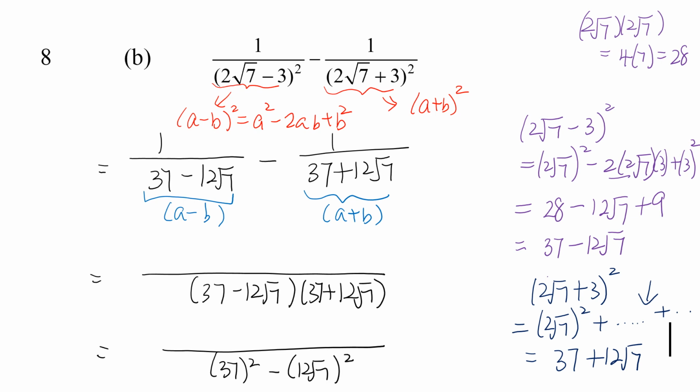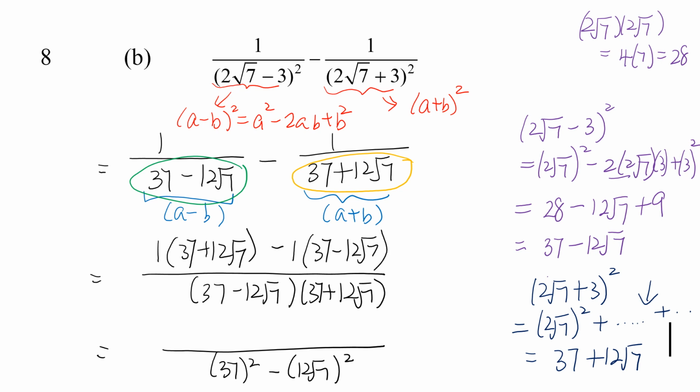Okay, so the numerator will be, you need to take 1 multiply with this folks here. This is basic math, or I think I don't need to explain why. And then the other guy multiply with this folks here. Okay, so I need to write a bit smaller. Then I expand it out. So that will give me 37 plus 12 square root 7 minus 37.